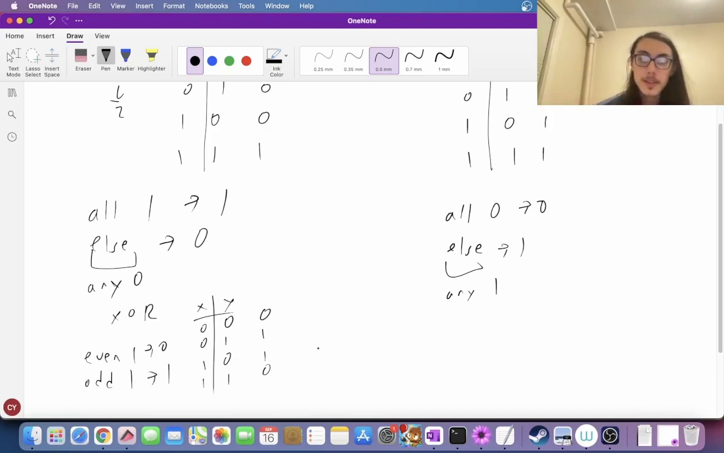This is true because imagine you start off with 0. When you XOR something with 1, it becomes its opposite. So if something is XORed with 1, it becomes its opposite.